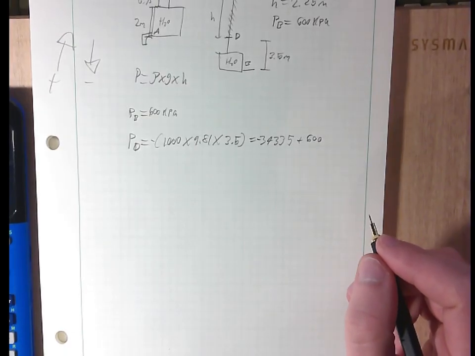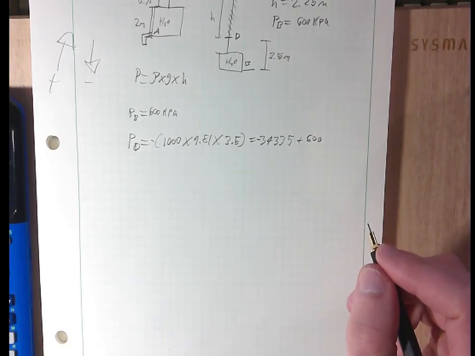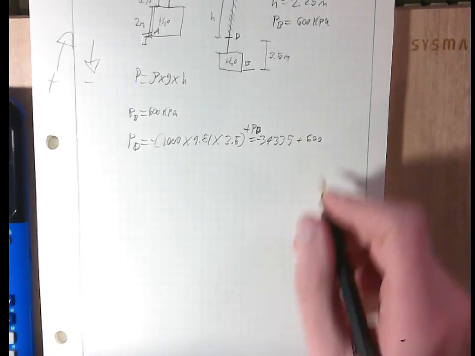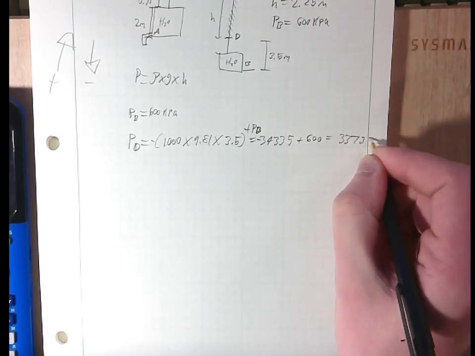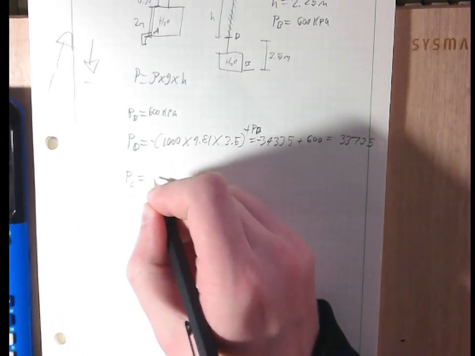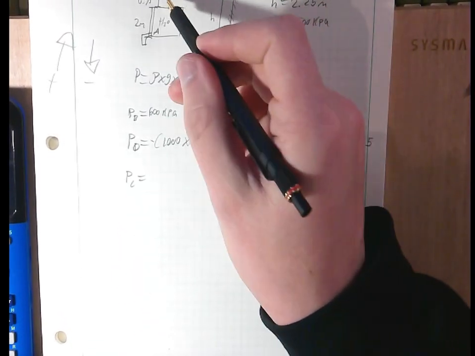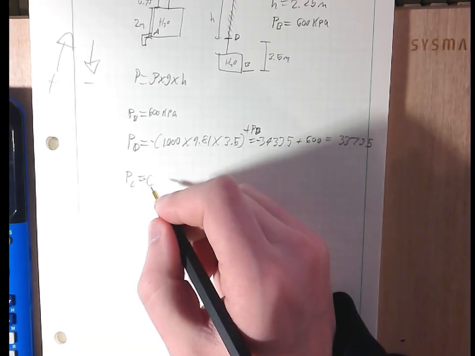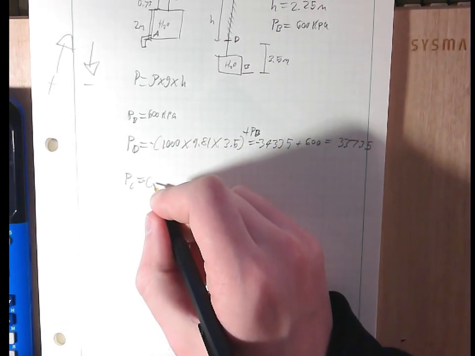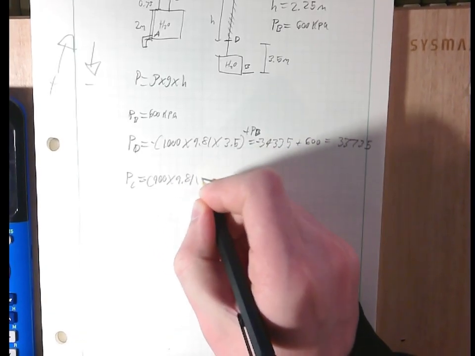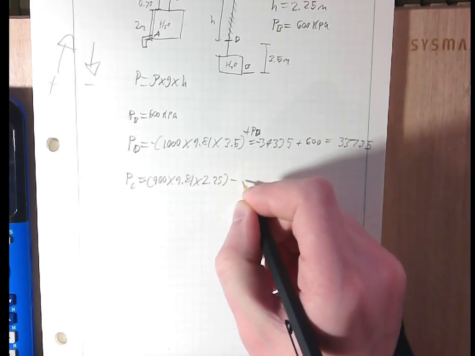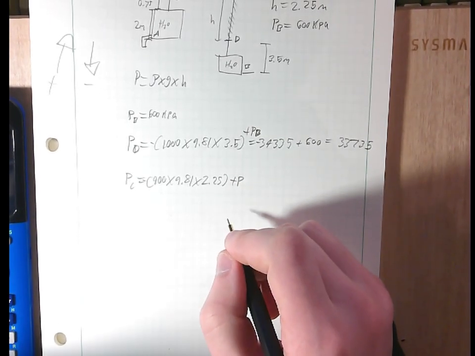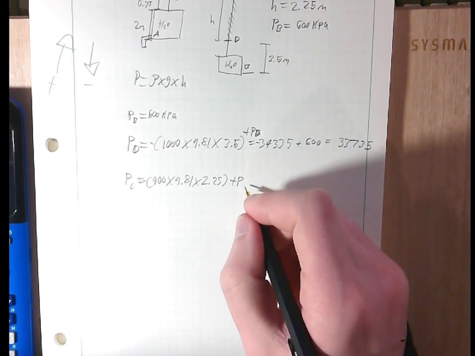I'm hoping this is the correct way of doing this. Remember, this is also plus P B. Okay. Pressure at C is going to be equal to, from here to here, we know is distance h. This is going to be negative because we're going up. 900 times 9.81 times 2.25 minus P plus P B at D.